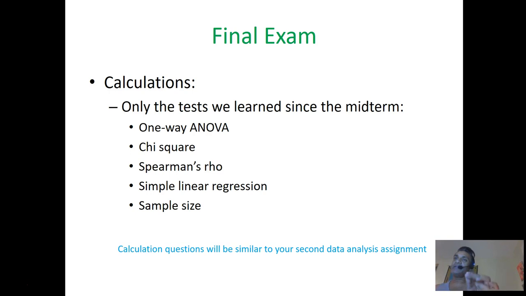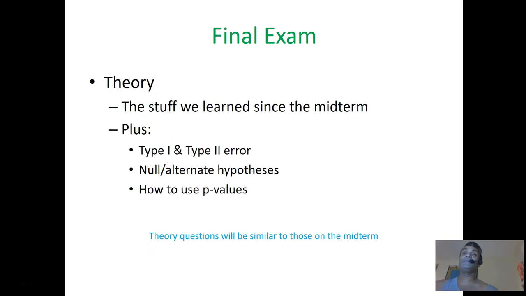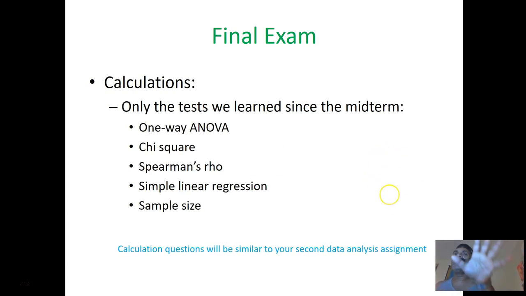So again, only the things that we've done since the midterm: the ANOVA, chi-square, Spearman's rho, regression, and sample size. It says here, calculation questions will be similar to your second data analysis. You guys didn't do a data analysis assignment this year, so ignore this. It will be similar to what you have done already in class in your homework. This slide shows us the things I expect you to calculate.